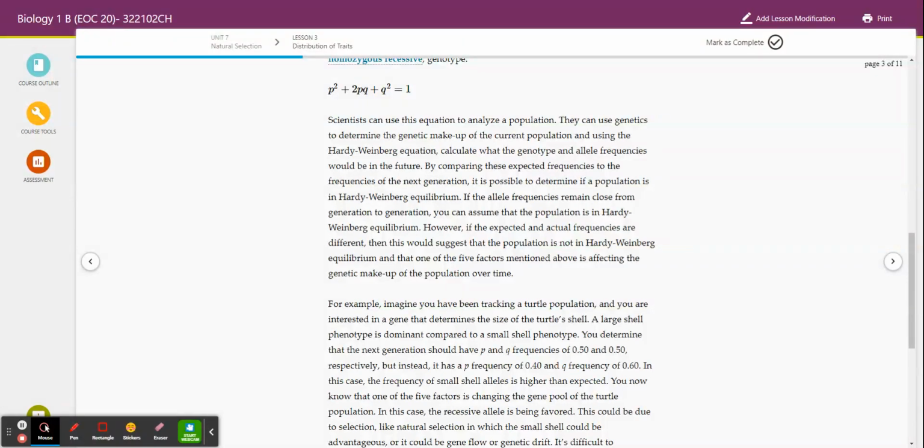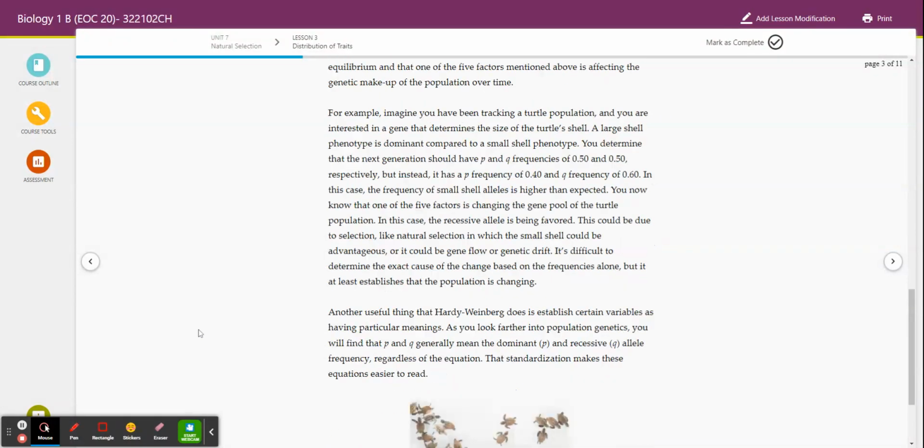For example, imagine you have been tracking a turtle population, and you are interested in a gene that determines the size of the turtle shell. A large shell phenotype is dominant compared to a small shell phenotype. You determine that the next generation would have p and q frequencies of 0.5 and 0.5 respectively. But instead, it has a p frequency of 0.4 and a q frequency of 0.6.